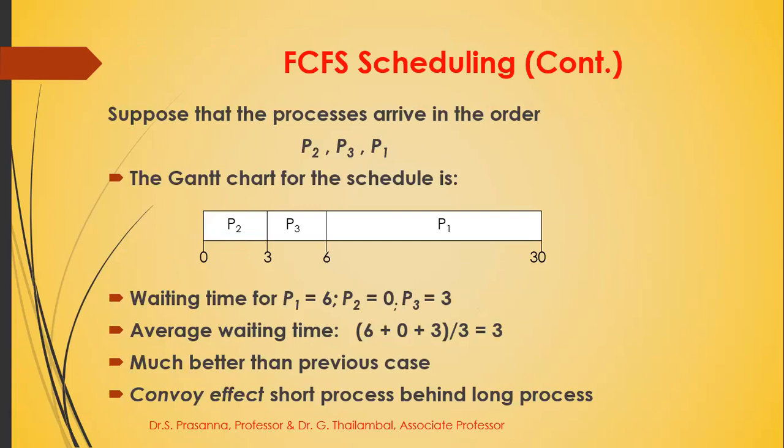Suppose that the same processes arrive in some other order. Instead of arriving as P1, P2 and P3, they arrive as P2, P3, P1. According to FCFS, whichever process comes first will be allocated. So P2 is allocated first. It starts at the 0th millisecond, and the burst time of P2 is only 3, therefore it ends at 3 milliseconds.